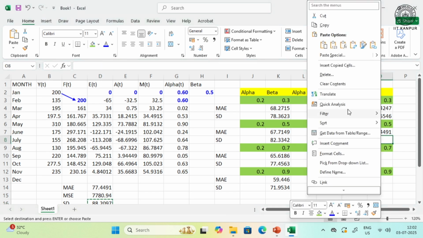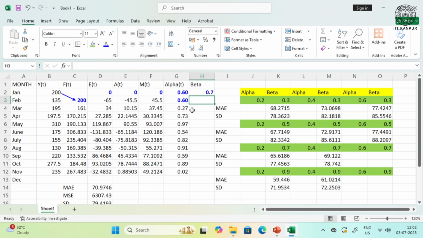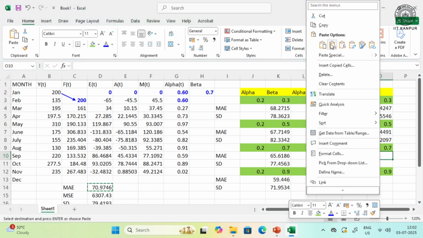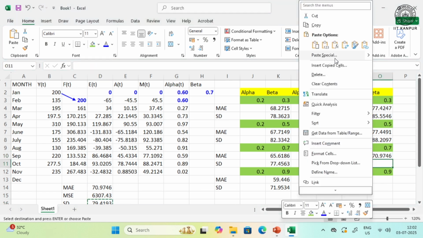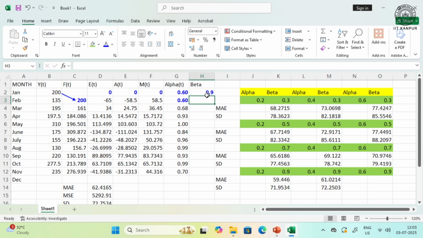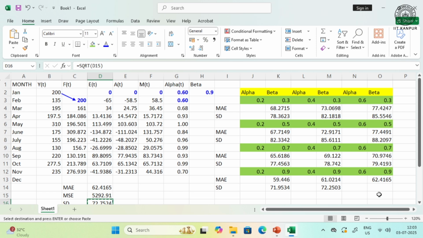Then if I consider 0.5, these are the corresponding values which I am copy pasting, numeric values. Finally, 0.7 for beta, numeric values being copy pasted in this table which I am making. And finally, for 0.9, numeric values are being pasted here. Those are the values, not the formulas.